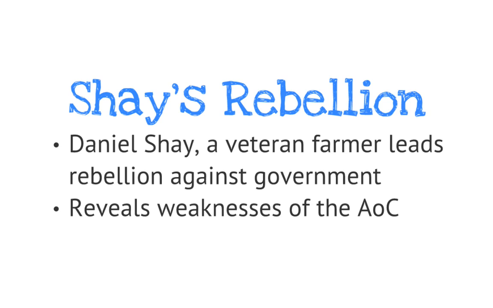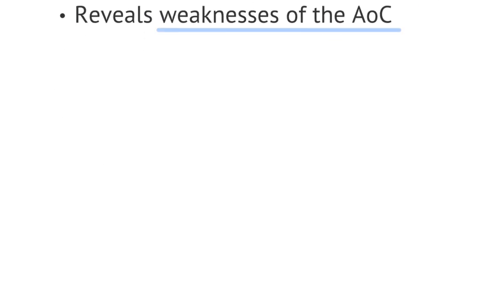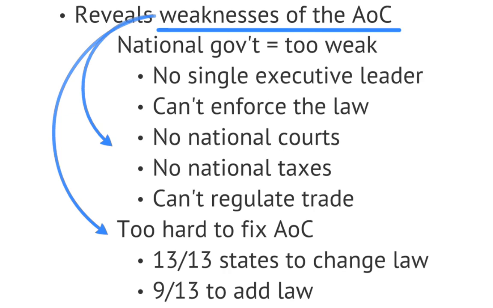Okay? Some of the weaknesses, obviously, write down the weaknesses, are that the national government is too weak. There's no executive leader. There's no president to put down this rebellion. There's no king to put down this rebellion. There's no executive branch that can enforce the law. There are no national courts, so that if they ever did put down this rebellion, there's no way to try Daniel Shays unless his state chooses to do so, and his state is completely supportive of their farmers and the veterans. And the state said, we didn't promise them money. The national government promised them money, and the national government is not living up to this.